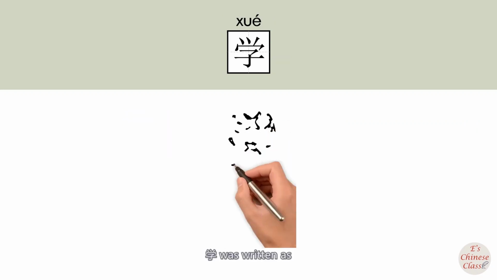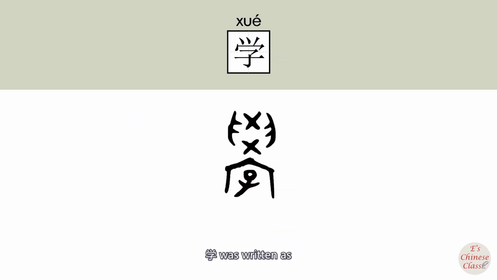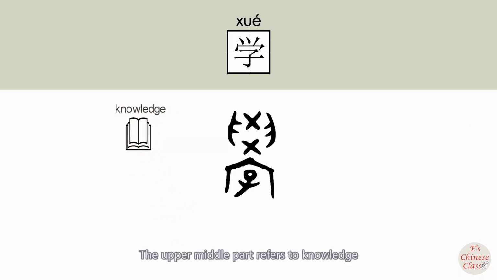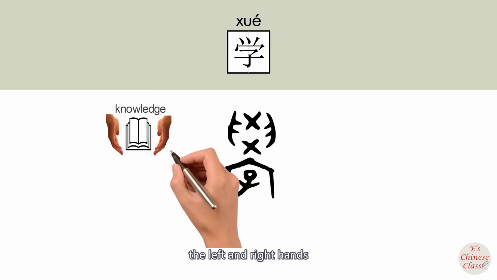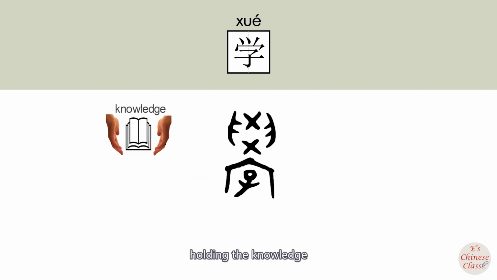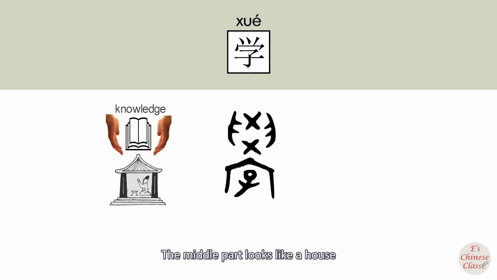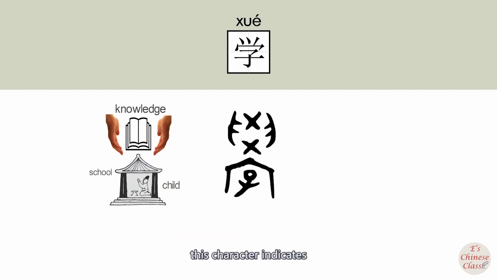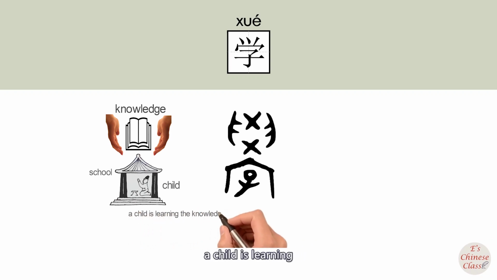In Asian, 学 was written as the upper middle part refers to knowledge. The upper two sides part refers to the left and the right hands holding the knowledge. The middle part looks like a house refers to school. And the bottom part means a child. This character indicates a child is learning the knowledge at school.